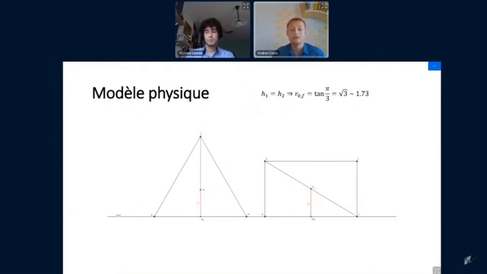But keep in mind that this is an ideal ratio because this model does not take the surface on which the dice is thrown into account. So to validate the theoretical and physical model, we conducted an experiment.